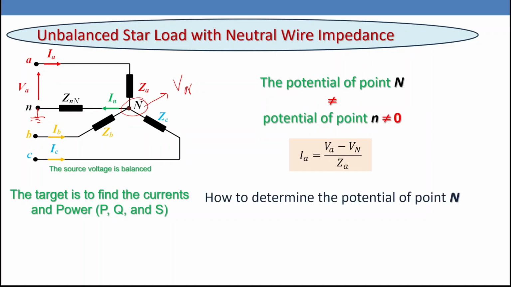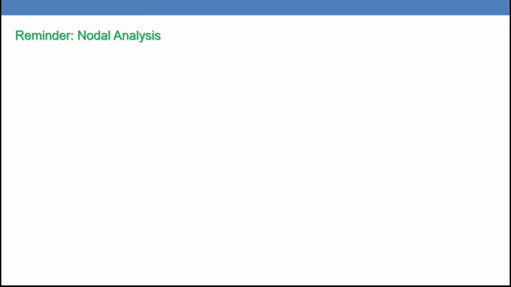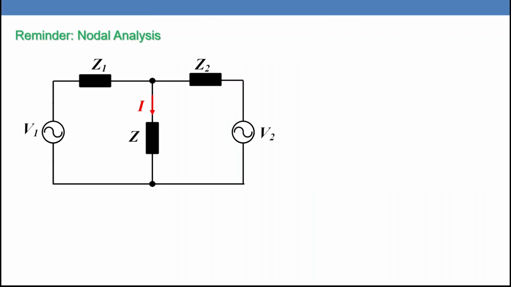So how to determine the potential of point N? We are going to use what we call nodal analysis. If you don't remember nodal analysis, let me remind you about it. If we have a circuit like this one, a simple circuit, we have source V1, source V2, and we have some impedances. We need to calculate the current I in the impedance Z. So we can solve this circuit using different techniques: mesh analysis, loop analysis, superposition, Thevenin theorem, and nodal analysis.